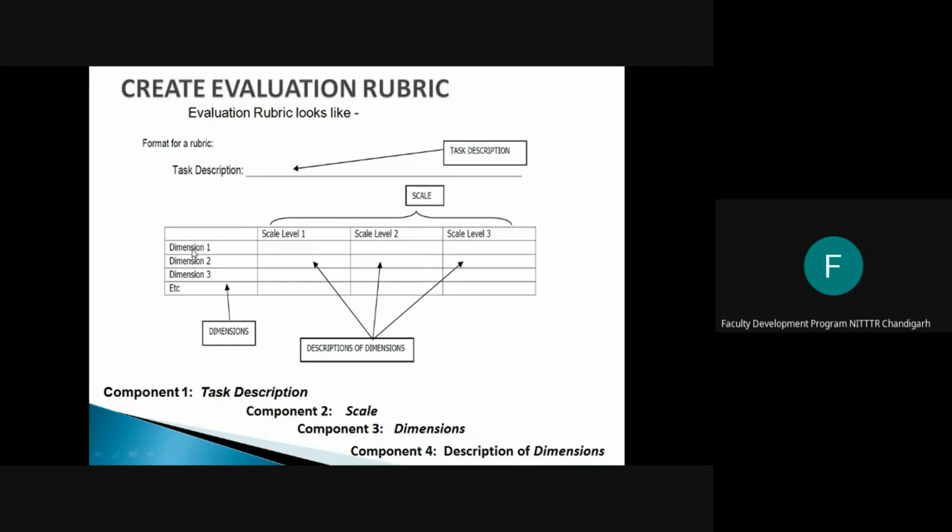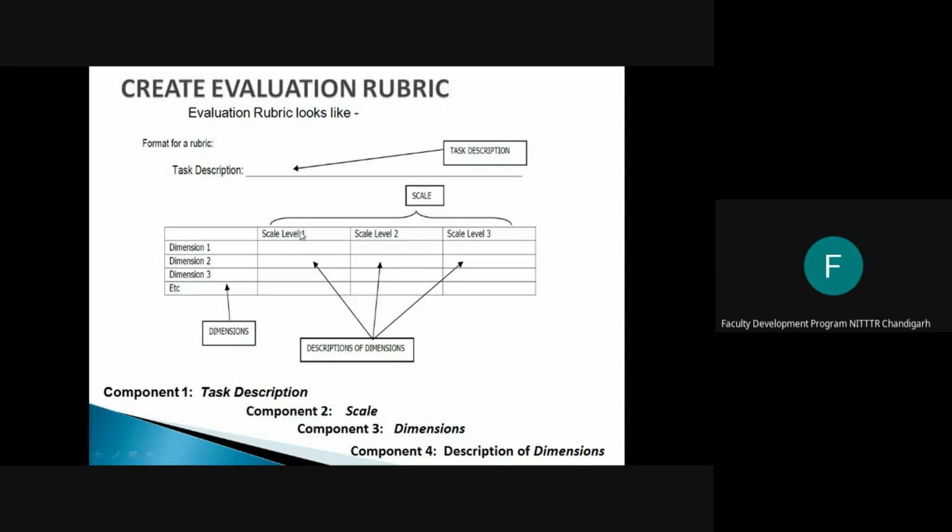I talked about the dimensions. So dimension 1, dimension 2, dimension 3. For example, if you want to assess the performance of the student in the subject area of communication skill, here dimension 1, you will write speaking. Dimension 2, you will say listening, reading, writing. So in the first column, my friends, here you are writing the dimension or the criteria. Is it all right? Okay.